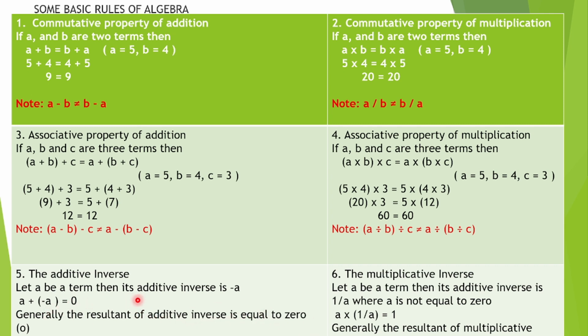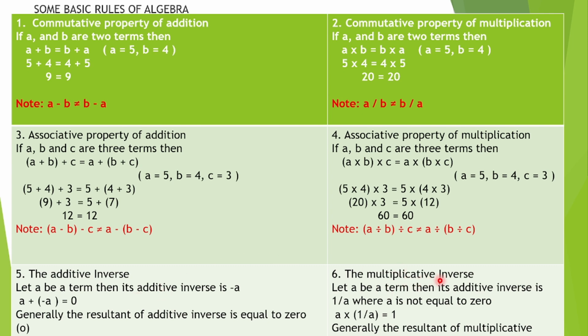It means that the additive inverse is a value. For example, if you have any term, the additive inverse of that term will be that term with the negative sign. For example, if you have a term b, the additive inverse will be minus b. If you have a term 5, the additive inverse of 5 is minus 5. If you have a value equal to 10, the additive inverse of 10 is equal to minus 10.